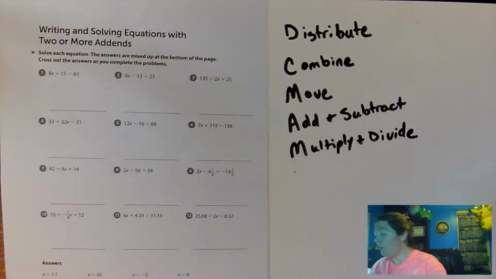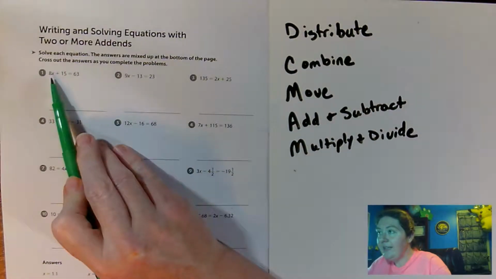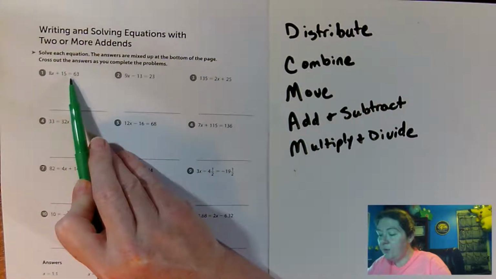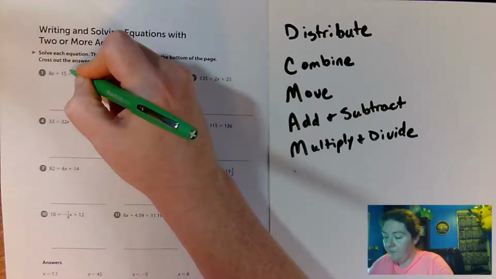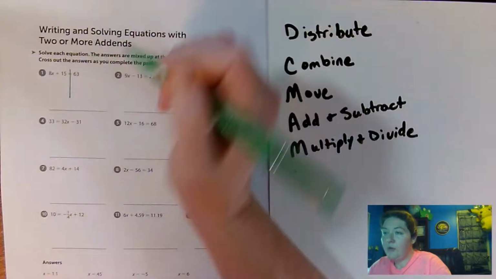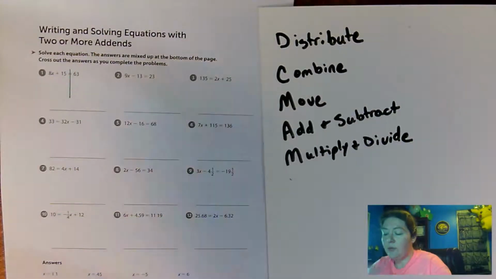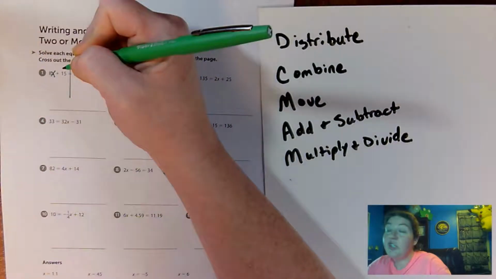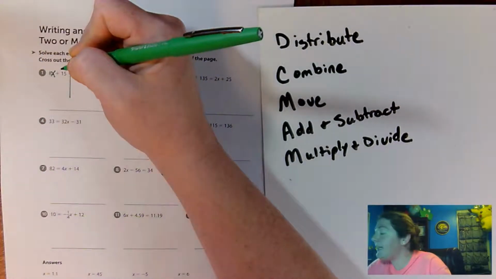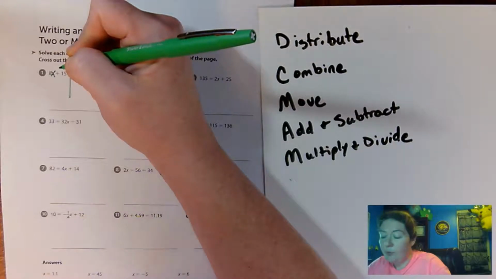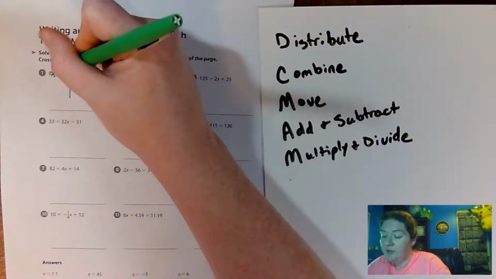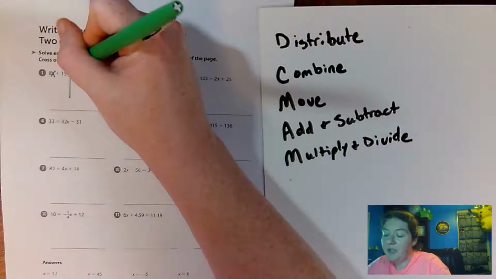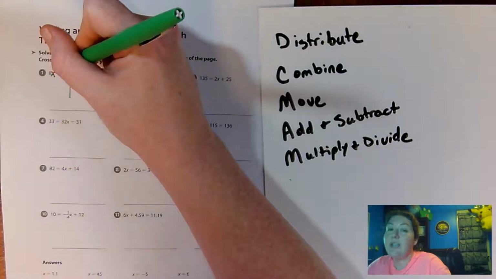Alright, number 1. 8x plus 15 equals 63. We've only got one variable in this problem, and that's Mr. X here. Remember, Mr. X is a really cranky old man. He does not like anybody in the same room with him. And look at this. There's a whole bunch of junk going on in that room around Mr. X. We got to get rid of it.